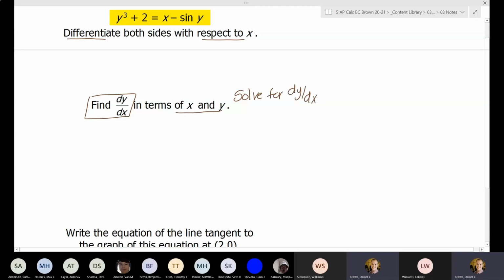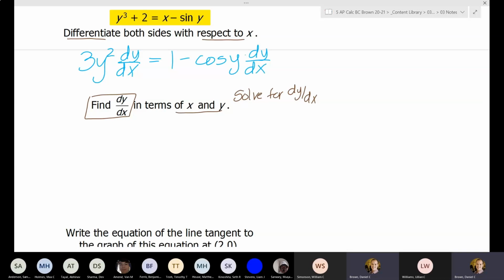So let's go ahead and find the derivative. Again, we're doing this with respect to x. So if I'm just taking the derivative, that's going to become 3y squared dy dx. The 2 is going to go to 0, so the derivative of a constant, is equal to the derivative of x is 1 minus the derivative of sine is cosine, and then we have the fixer piece of dy dx. So that's the derivative.